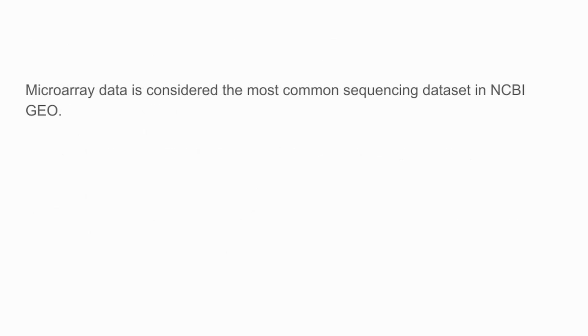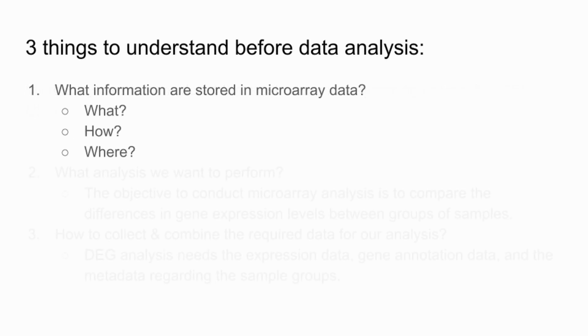So first, let's have a quick tour of GEO today. We only want to focus on the array type of data. Microarray data is considered the most common dataset in NCBI GEO. Generally, we just need to understand three things for any type of data analysis. What kind of info is stored in microarray data? What are the files? How is the file format and the structure? How is the file stored in NCBI?